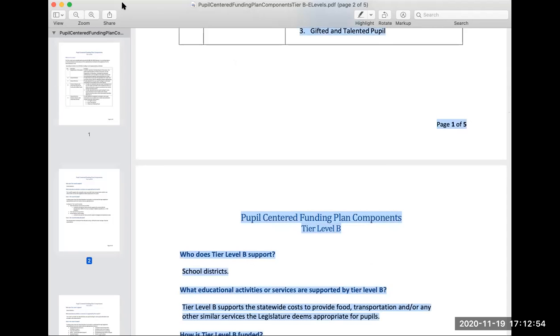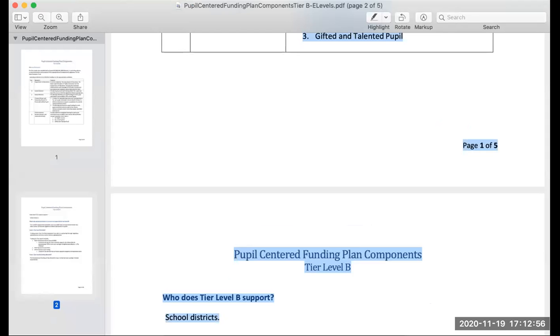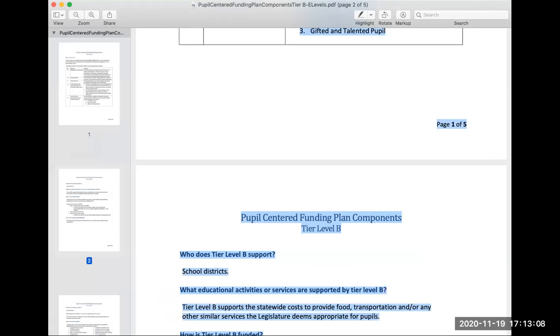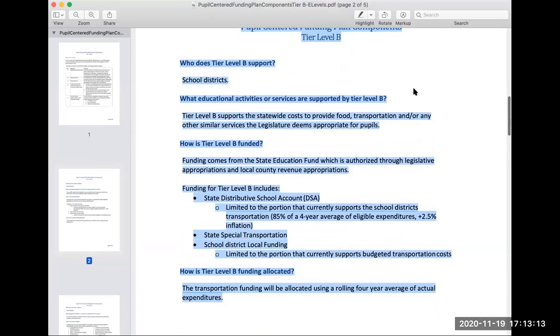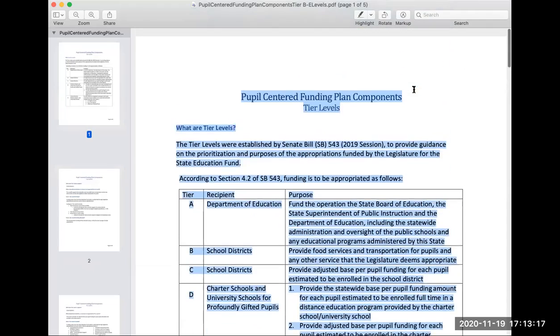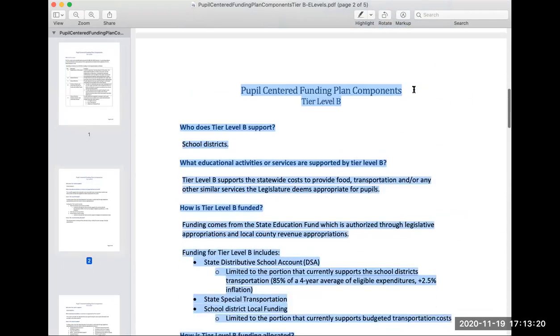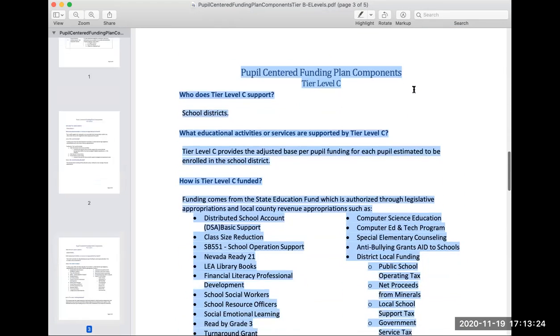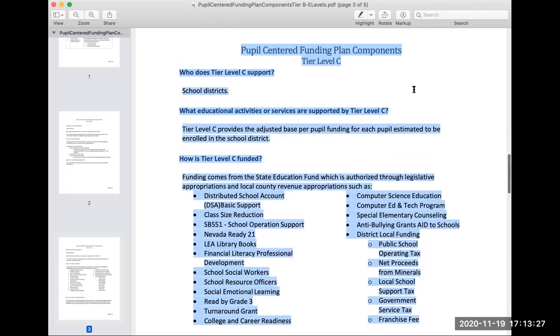How is Tier Level B funding allocated? The transportation funding will be allocated using the rolling 4-year average of actual expenditures. Page 2 of 5. Pupil-centered funding plan components. Tier Level 100. Who does Tier Level 100 support? School districts. What educational activities or services are supported by Tier Level 100? Tier Level 100 provides the adjusted base per pupil funding for each pupil estimated to be enrolled in the school district.